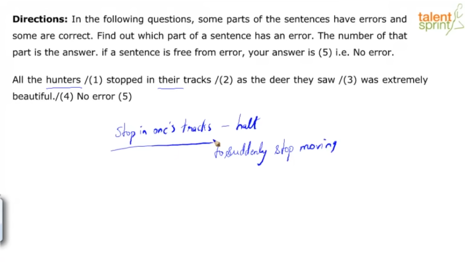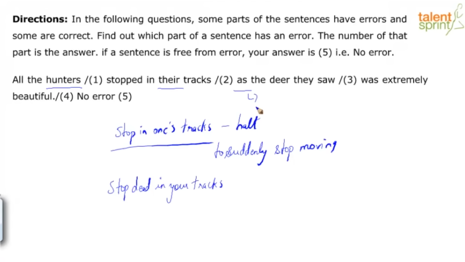So this is an expression. In fact, the right expression is stop dead in your tracks. That's the common expression. Stop dead in your tracks means to suddenly stop moving or doing something. So imagine you're walking on the road and it's really dark and dingy, it's really late, and then suddenly you hear a loud scream. So obviously you're going to stop dead in your tracks because you're wondering where that scream is coming from, right? And then as the deer they saw. So why did they do that? So as here again brings in the meaning of for the reason, because. That's the meaning it brings in as a conjunction. So that's also correct.